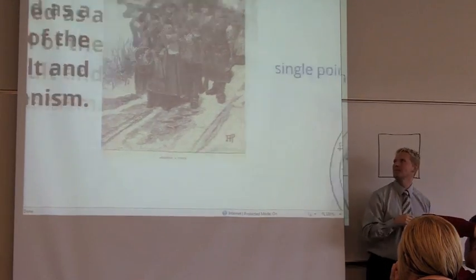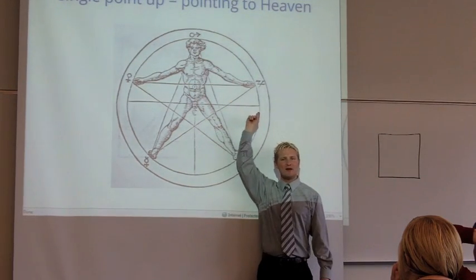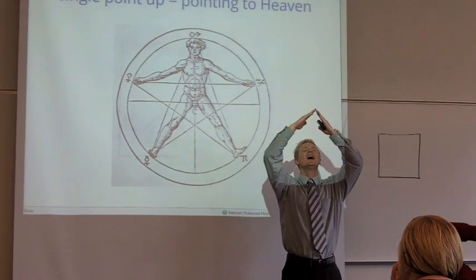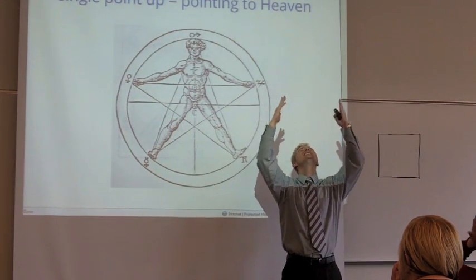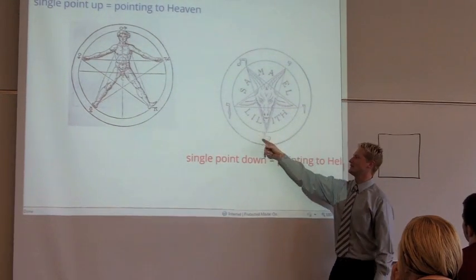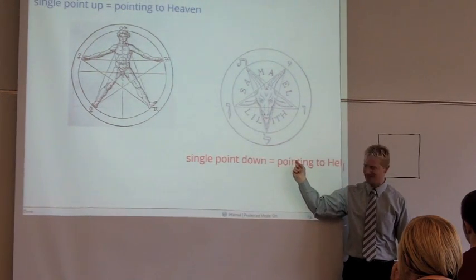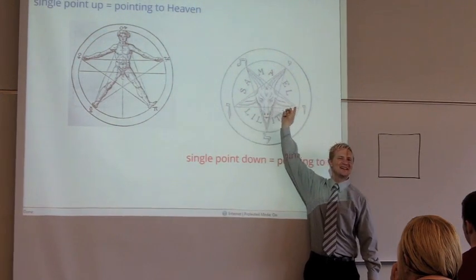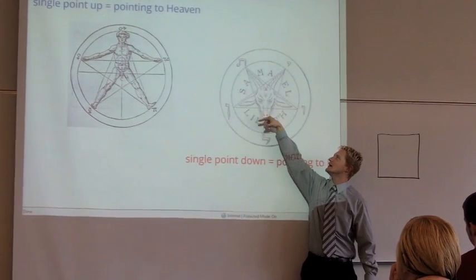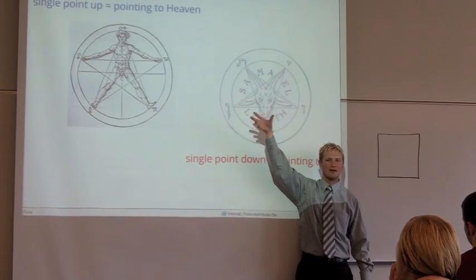And the reason is this, so the saying goes: if you've got a single point that's pointing up, then it is thought to be pointing towards heaven. It's celestial. But if the single point is pointing down, then it's thought to be pointing directly to hell. That's where you're going. And you've got in here the face of a goat. Ears, horns, chin. So that's good. This is bad. It's the same symbol. It's just oriented differently.